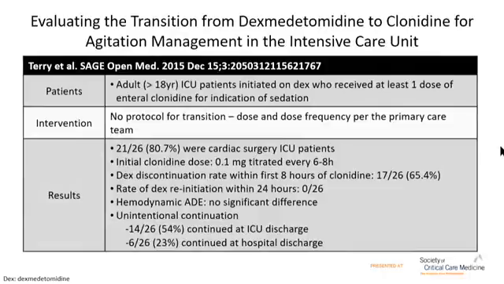A similar study was published in the same year evaluating dexmedetomidine being transitioned to clonidine, where the previous study actually excluded cardiac ICU and cardiac surgery ICU patients. This study actually found that their institutional practice had the majority of use within their cardiac surgery patient population. Lower starting doses at around 0.1 milligrams titrated every 6 to 8 hours. Within the first 8 hours of clonidine, they were able to successfully transition 65.4% of patients, and there was no need for reinitiation of dexmedetomidine within 24 hours.